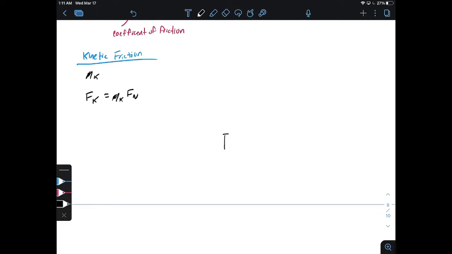So real quick, we'll just go over a little example. I'll say we have a box. This box is 50 kilograms, and it's on a floor of some sort. Can't draw a nice line. And our coefficient of static friction is 0.5. Our coefficient of kinetic friction is 0.4.